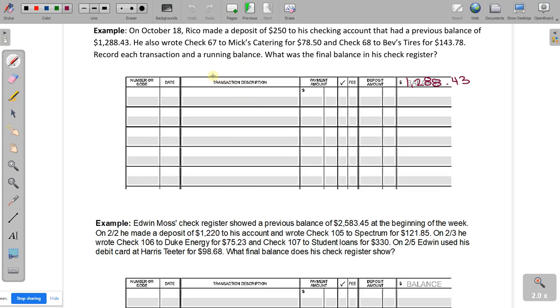So let's start off with his deposit. So on October 18th, 10/18. On 10/18, he made a deposit of $250. So deposit is right here. So $250. There's no change. And that is just a deposit. So we can just write deposit.